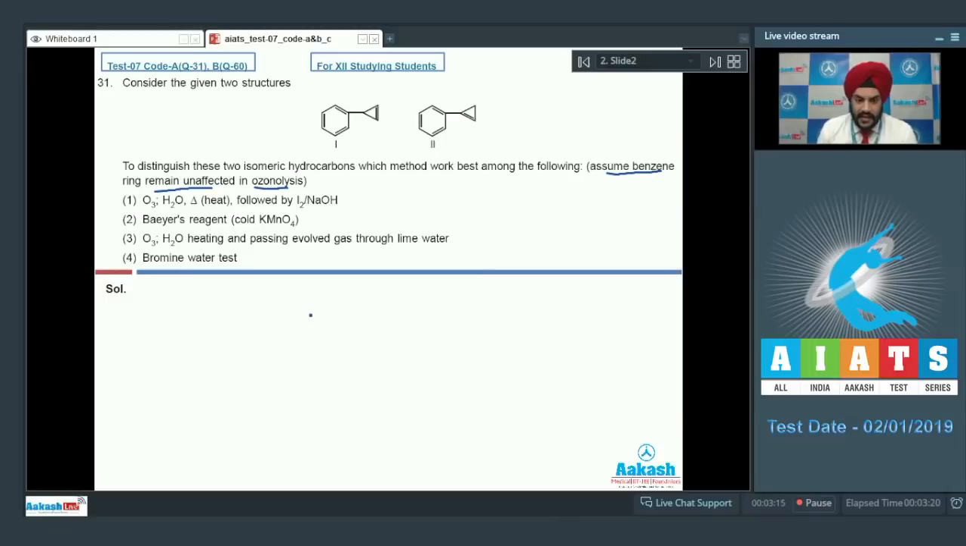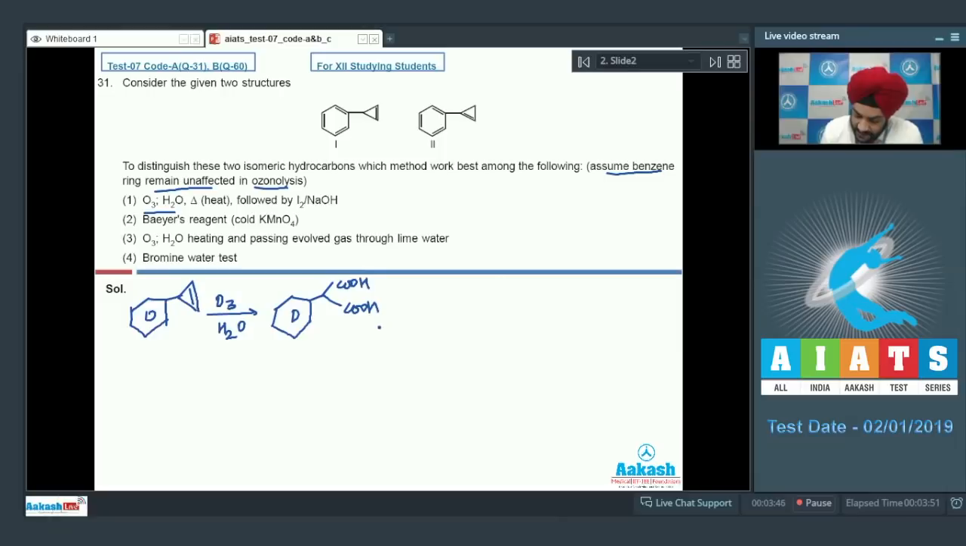So let us start with the first option. In the first option, both the structures are made to undergo oxidative ozonolysis. So let's first try and start with that. It is already mentioned to us that the benzene ring is not affected during ozonolysis. So when this is allowed to undergo oxidative ozonolysis, it is going to form carboxylic acids at the positions where the double bond was present.